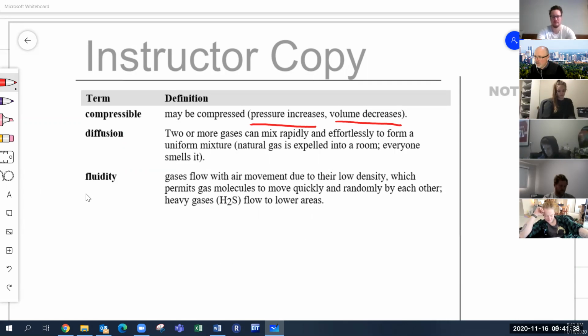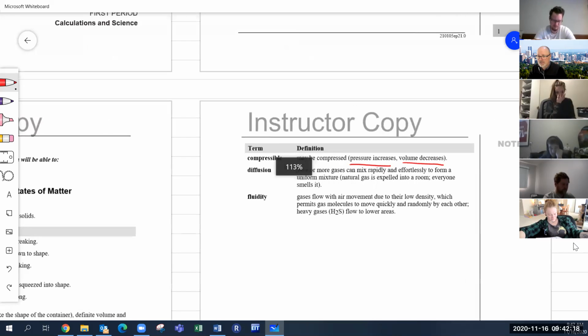And the next one is fluidity. Now, we saw fluidity for fluids. Gases are also considered as a fluid. So they move according to their densities, either low density or high density, which permits these molecules to move quickly and randomly. Like heavy gases like H2S flow to lower areas. And we're going to talk about relative densities of gases as we get into some of this stuff.